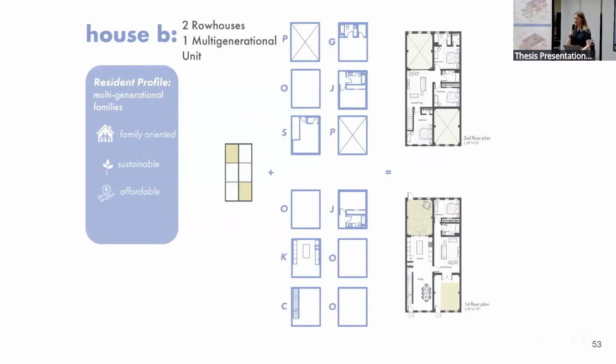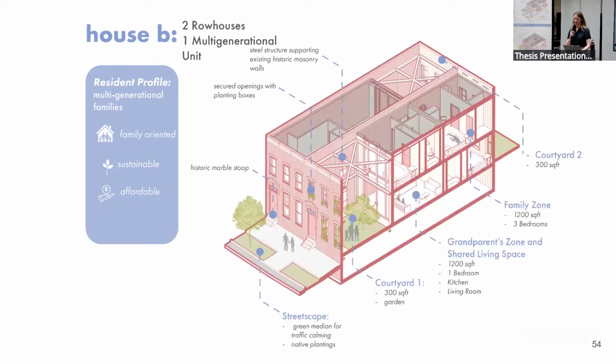Case study house B combines 2 row houses into 1 multi-generational unit and has a front courtyard and a rear courtyard. On the first floor is a shared kitchen and living space for all, with a separate 1-bedroom apartment for other family members. And on the second floor, 3 bedrooms for other family members. So this creates a space that has options for both gathering and privacy, as well as green spaces.